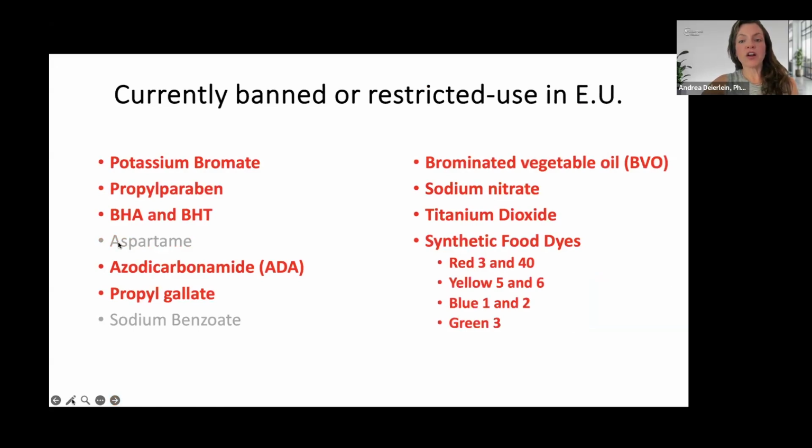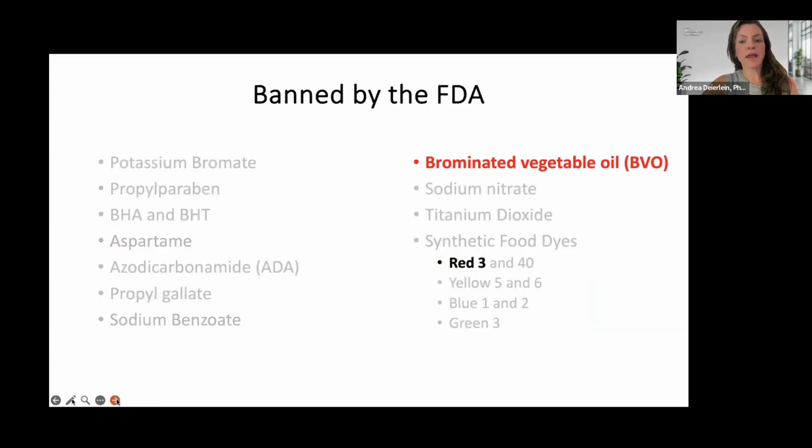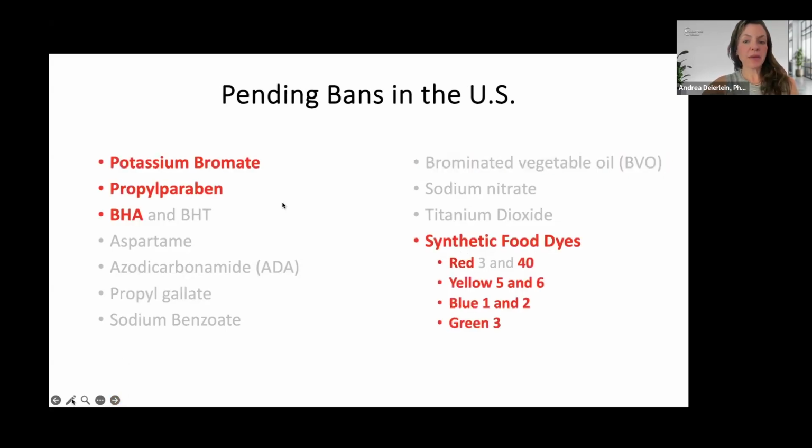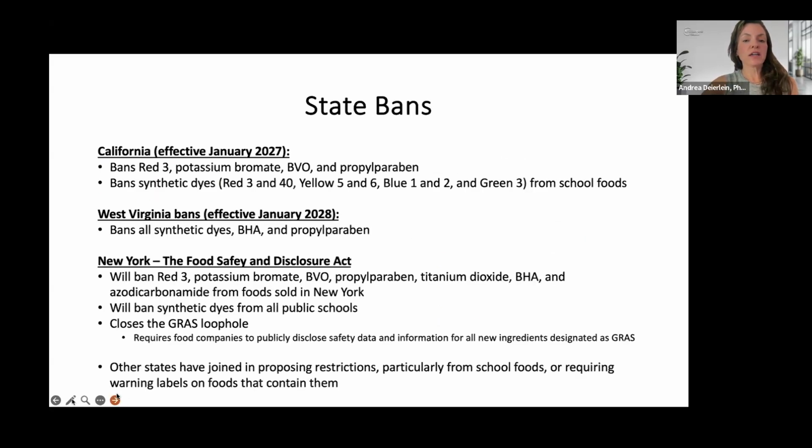Almost all of them are currently banned or have restricted use in the EU. But only, oh, sorry, this should be red here, only 2 of them are currently banned by the FDA. So the FDA recently banned brominated vegetable oil, and that was in, I believe, 2024. And then Red 3, if people have been reading the news, that was recently banned in January of 2025. There are also pending bans in the US for some of these other chemicals as well.